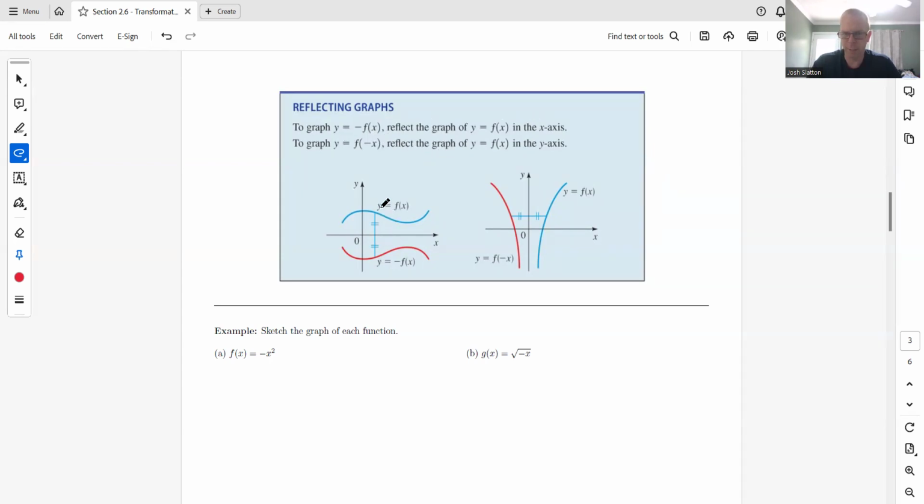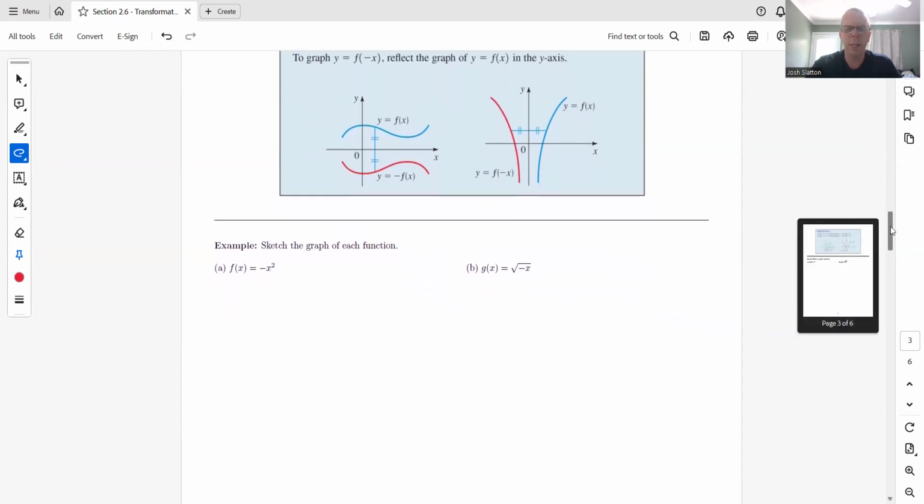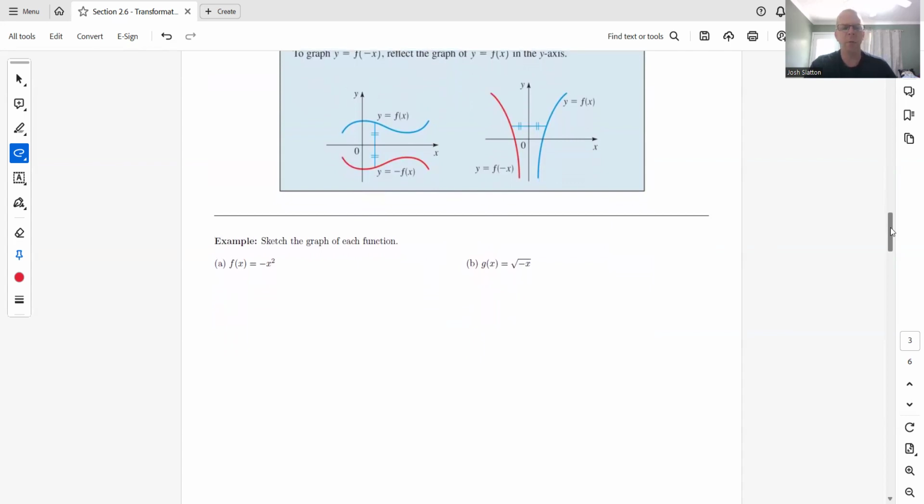And so you can see this one flips it upside down. This one flips it around. It could flip it left or right. I mean, it depends on how you look at it, I guess, but it flips it around the y-axis. So let's see what this looks like. We have f of x equals x squared, or negative x squared, I should say. So we have the negative in front, so that is going to flip it over the x-axis.